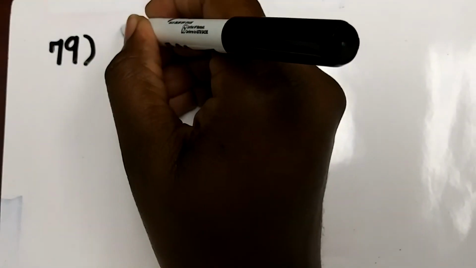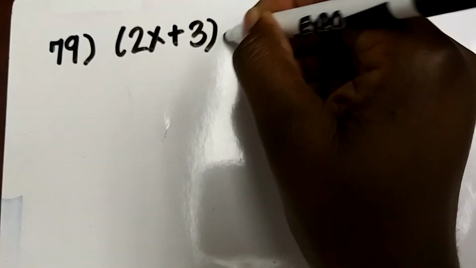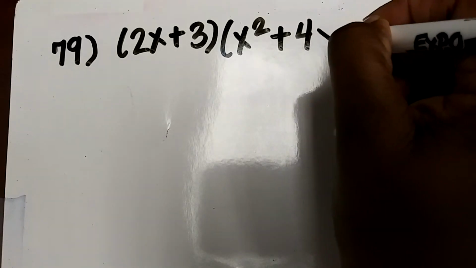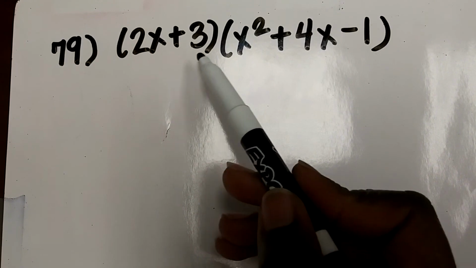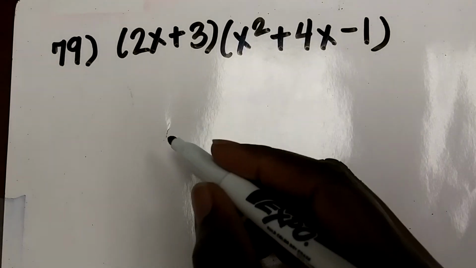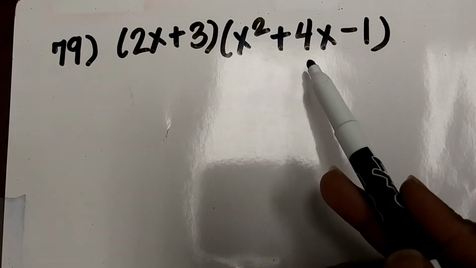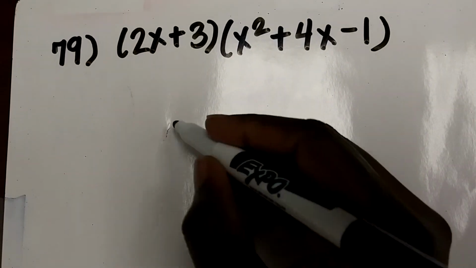You can still distribute out a problem like number 79, but in my opinion, the box method is quicker and it's easier to see what's going on. I see a 2 by 3. I see a binomial times a trinomial. I want to apply the box method, so I'm going to draw a box. It doesn't matter how I draw the box. I can draw 2 rows, 3 columns, or 2 columns and 3 rows. It doesn't matter. Just draw a box.